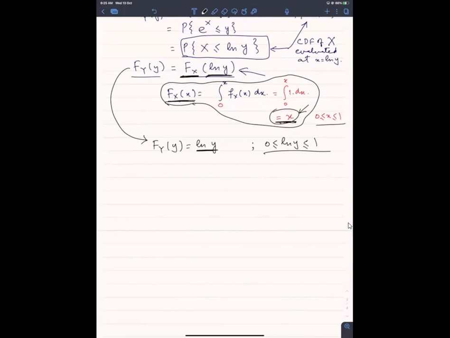Now we know the CDF of y. Once we know the CDF of y, it is easy to find the PDF of y. Differentiate to find the PDF of y. Fy of y will be equal to ln of y को differentiate करें तो you get 1 over y. और ये जो लिमिट्स हैं इनको हम लिख सकते हैं, सबकी e पावर तीनों जगहों पे e पावर ले लें, so this would be 1 is less than or equal to y is less than or equal to e.